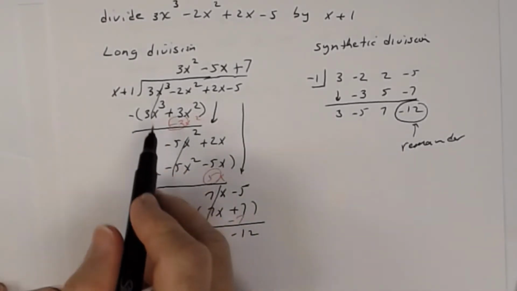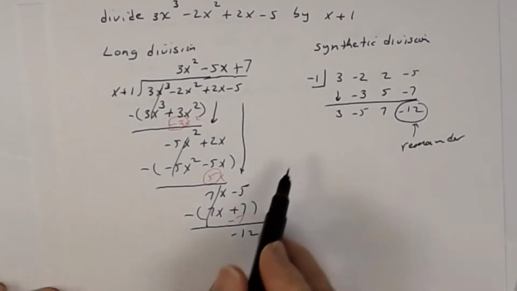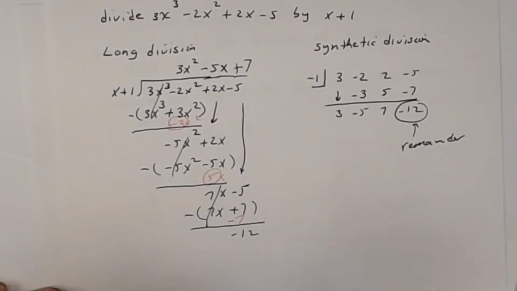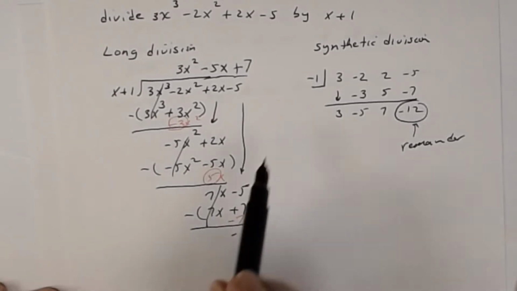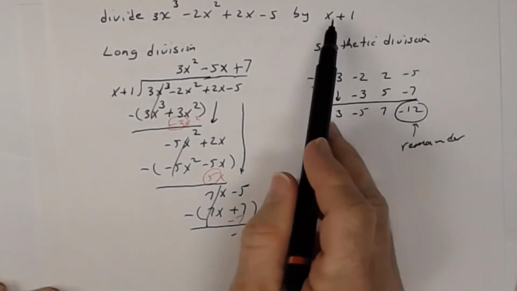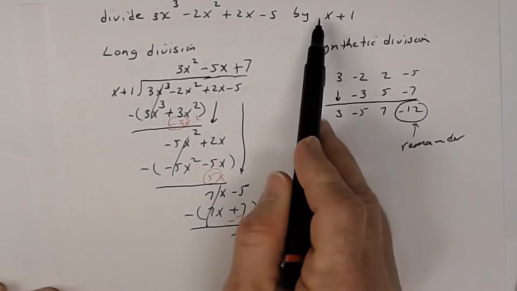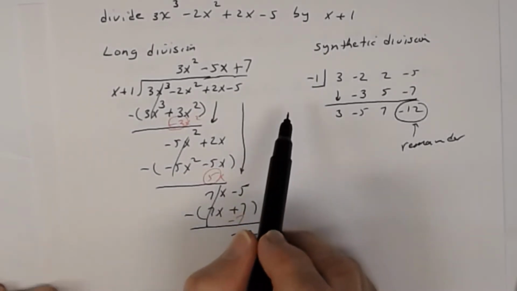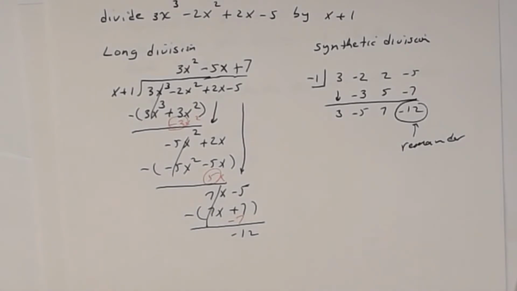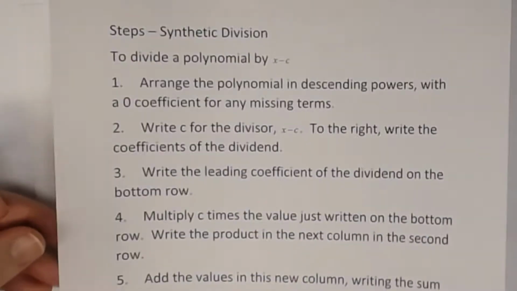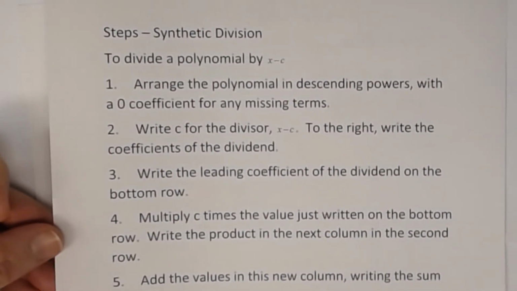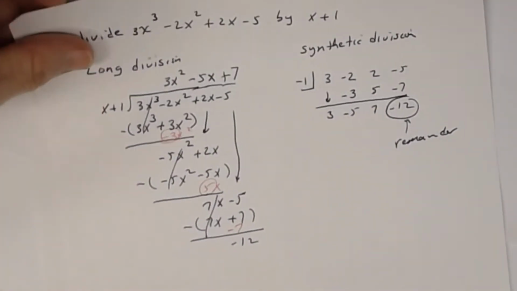See, so there is a relationship between this long division and synthetic division. But synthetic division only works if the divisor is a linear factor and the coefficient of x is 1. Okay? All right, so let's go through the process. Remember, you need these steps in front of you. So let's do the first one.